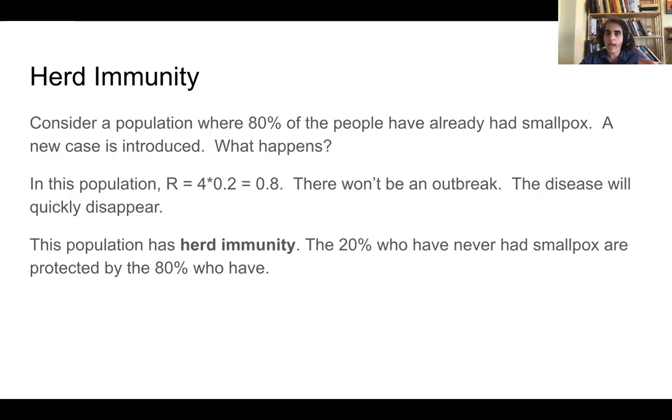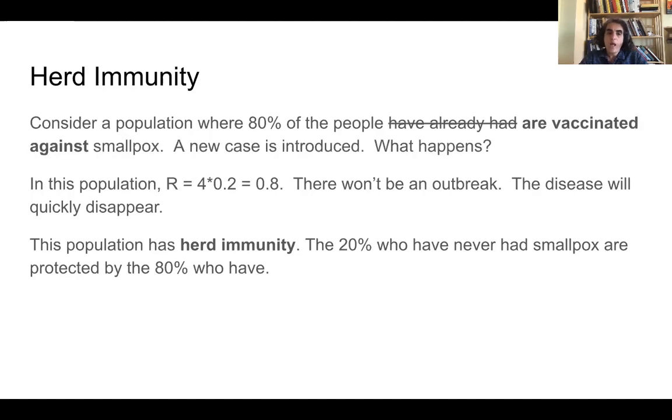So we can ask how many people need to have immunities for a population to have herd immunity to a disease, to prevent that disease from ever creating outbreaks. Now let's think about a population where 80% of the people have been vaccinated against smallpox and a new case is introduced. Exactly the same thing will happen. It doesn't matter whether they had it or were vaccinated against it. 80% vaccination rate is high enough that you will not get smallpox outbreaks.